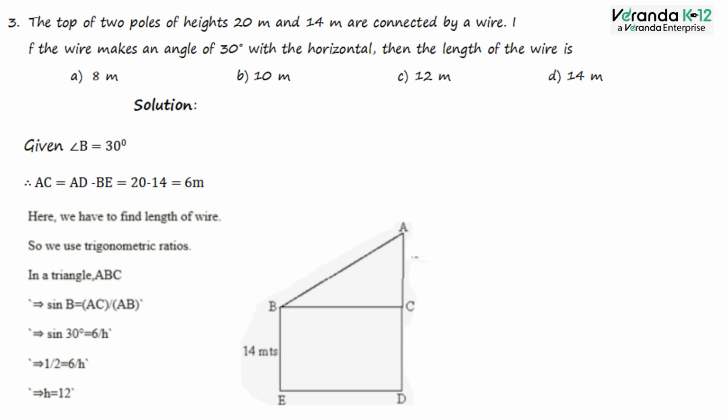Solution. Here given that the wire makes an angle B is equal to 30 degree. The first pole BE is equal to 14 meter and the second pole which is AD is equal to 20 meter. Now the difference of both the poles, which is 20 minus 14, is equal to 6 meter, which forms the vertical. So here we are using the trigonometric ratio. In triangle ABC, sin B is equal to AC by AB. Sin 30 degree is equal to 6 by H. Upon solving, we will get 1 by 2 is equal to 6 by H, so H is equal to 12. So the right option here is C 12 meter.